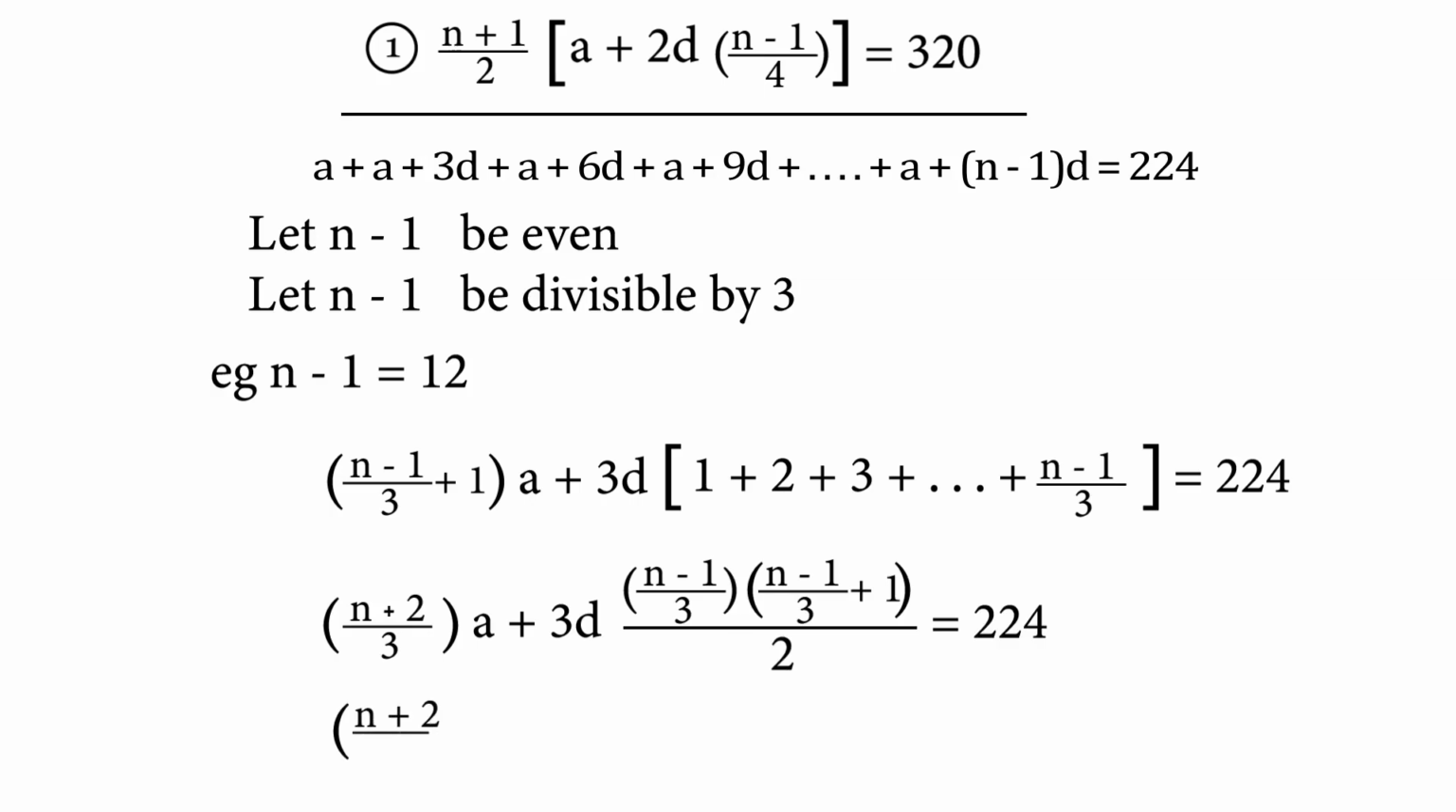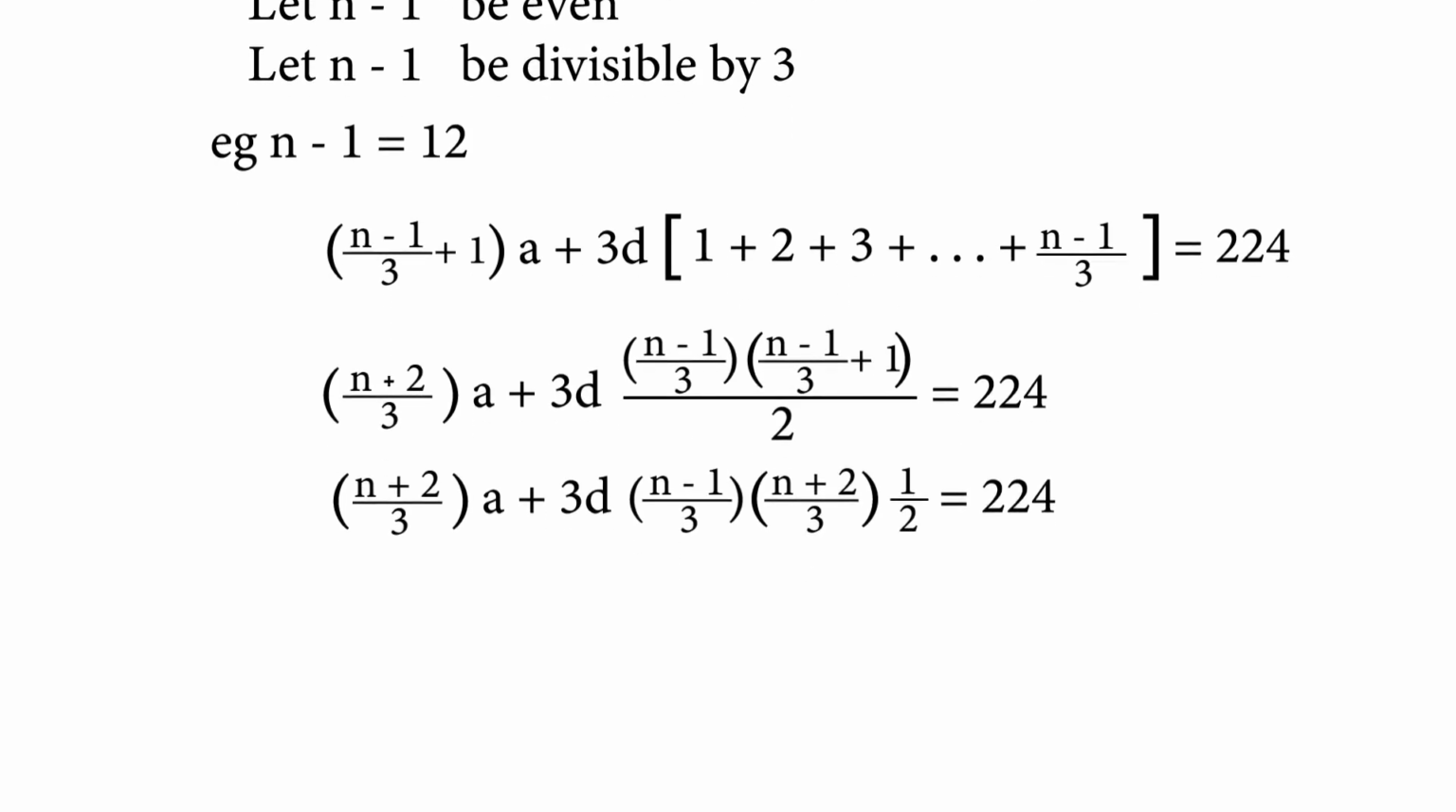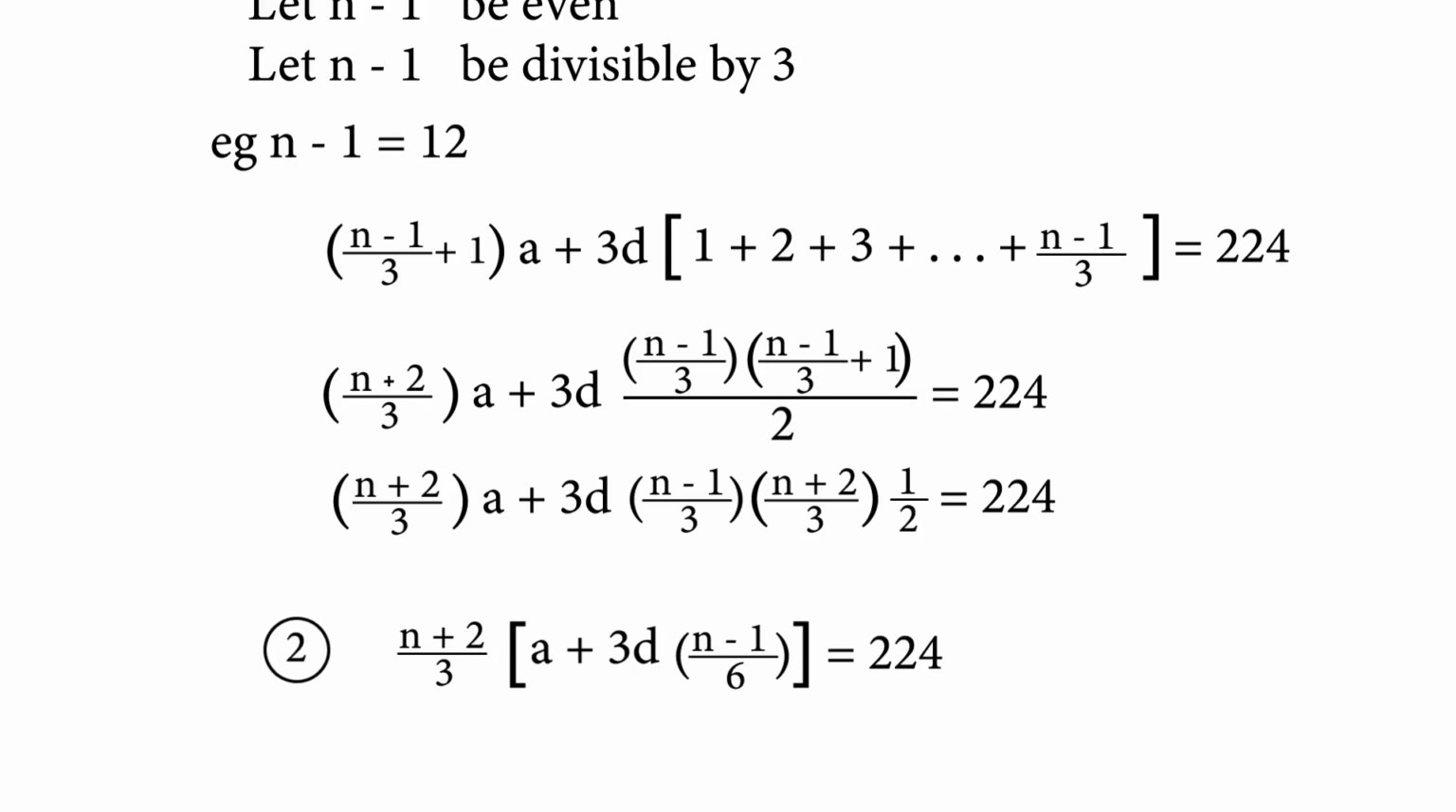This becomes (n plus 2)/3 times (a plus 3d), and (n minus 1)/3 times (n plus 2)/3, and we've got this a half. And I think I can factor out (n plus 2)/3, and that would give me (a plus 3d) times (n minus 1)/6 is equal to 224. And I'll call that equation 2.